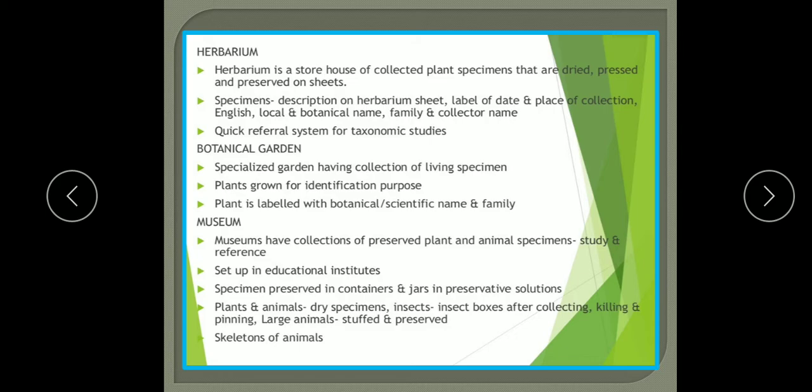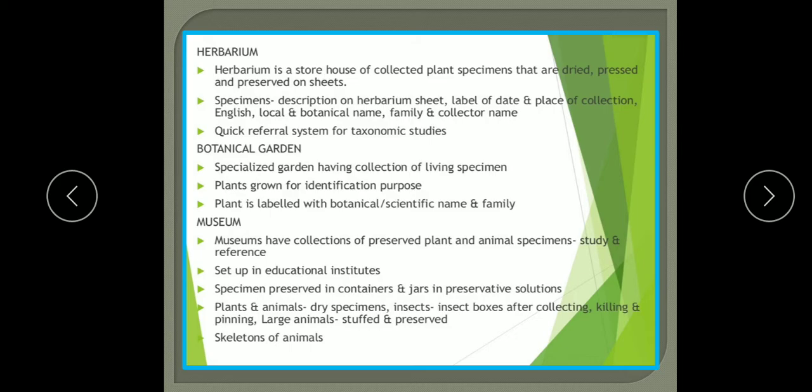These gardens also attract people who are interested in gardening by supplying new varieties of seeds of ornamental plants. And these gardens also provide job opportunities for plant biologists and local gardeners. So these all are the roles of the botanical gardens. Now we will study the next taxonomic aid, that is the museum.